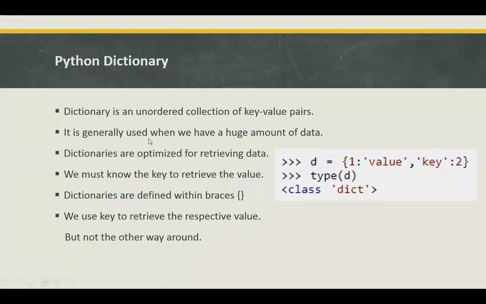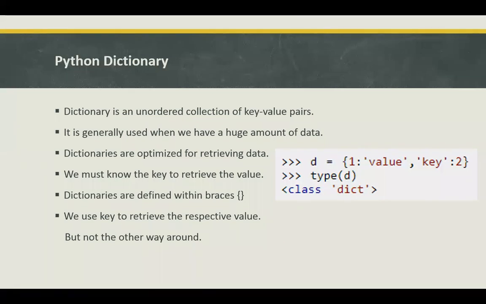Right? So it is generally used when we have a huge amount of data. If there is a huge amount of data, then by the key value you can retrieve a particular piece of data. For example, pin code and city. If you want to identify the city name by the pin code, the key is your pin code and the value is your city name. So by entering a pin code, you will get the city name.